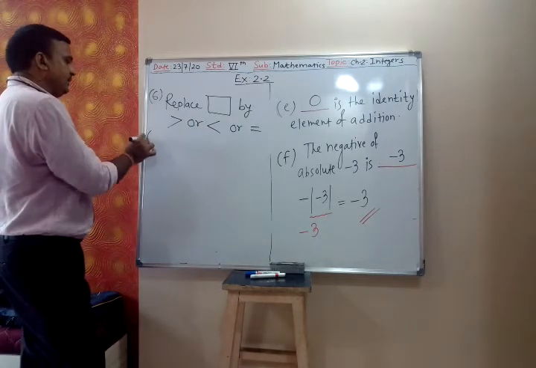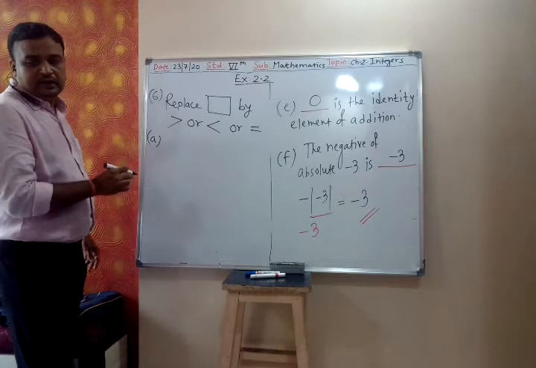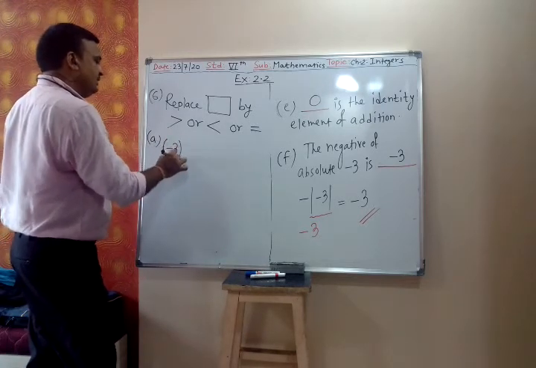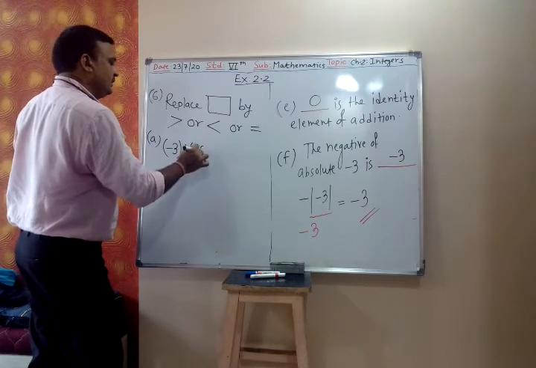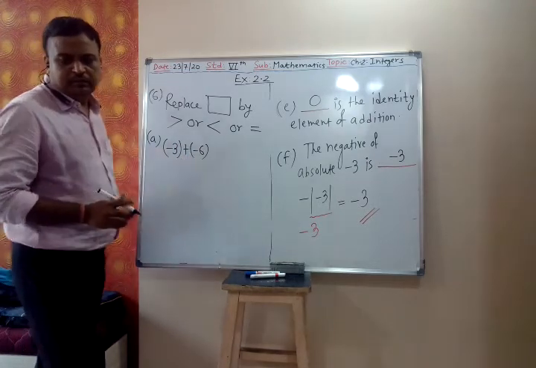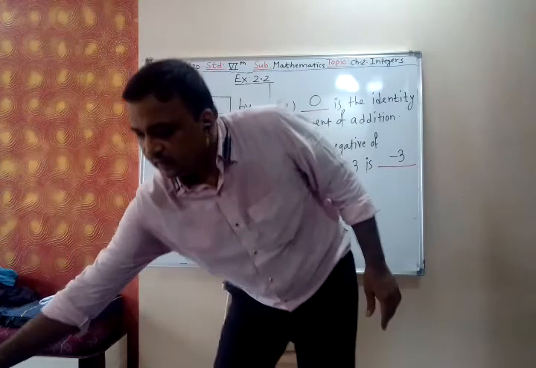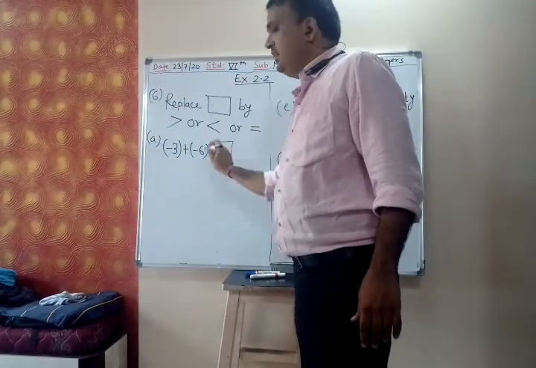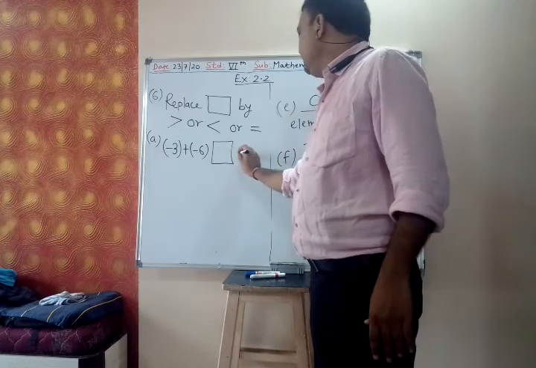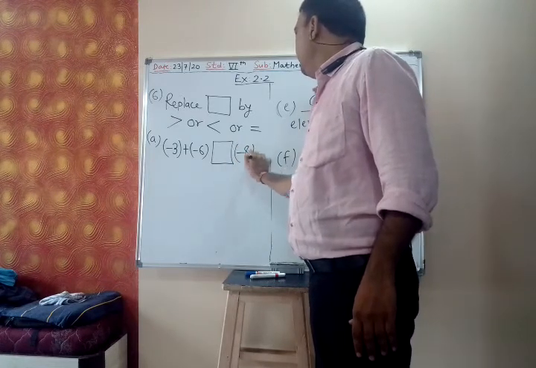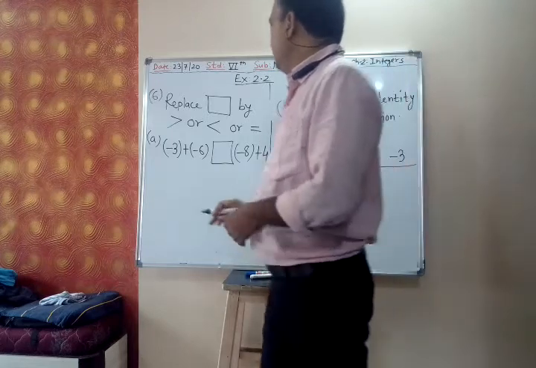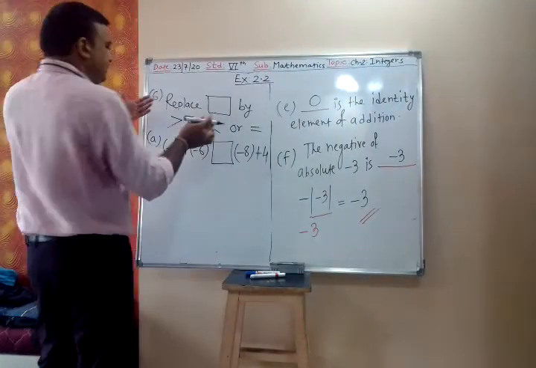Now first A: minus 3 plus minus 6, then blank bracket, minus 8 plus 4. You can write. Now let us simplify.